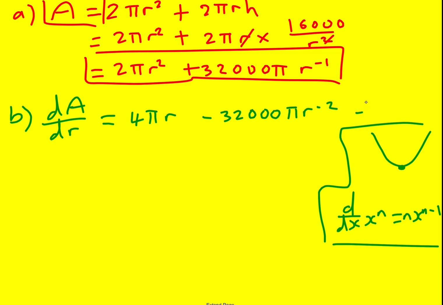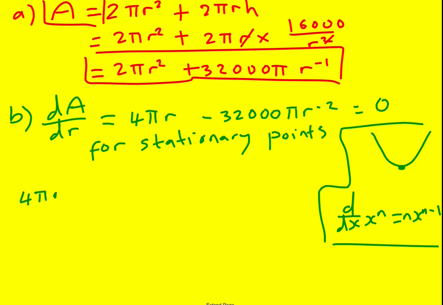And then this is going to equal 0 for stationary points. When I did this question myself, I actually started by saying to find the minimum surface area, locate stationary points of A, but I'm sort of implying that as I do it here. Right, let's write it out again. 4 pi r minus 32,000 pi all over r squared equals 0. I can cancel out pi, and I can even divide through by 4 to be fair. So if I divide through by 2, I'll do this bit by bit.